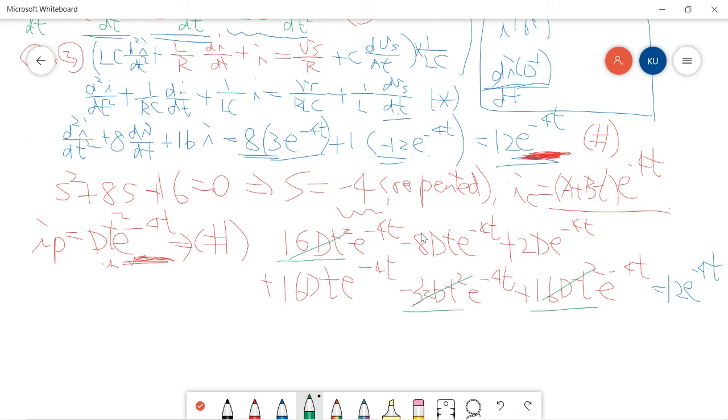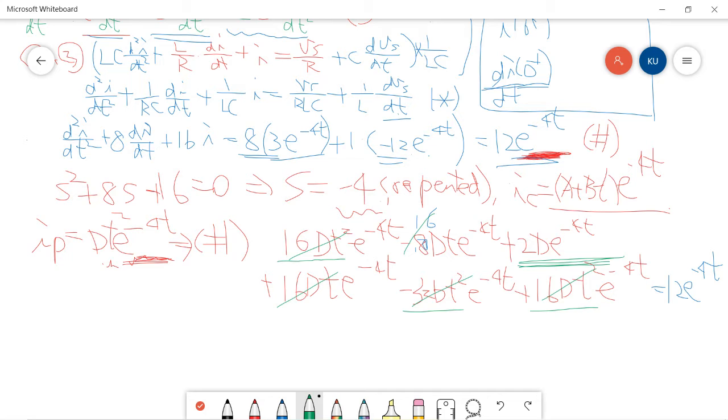Wait, this term should be minus 16, because it should be 2 times the first derivative of this one and the first derivative of this one. So this should be 16 rather than 8. So in this case, we have minus 16 dt plus 16 dt. So the remaining term is this one.